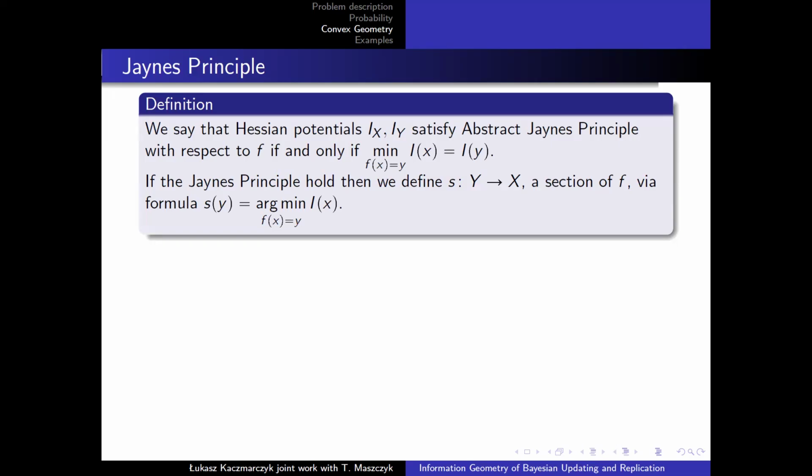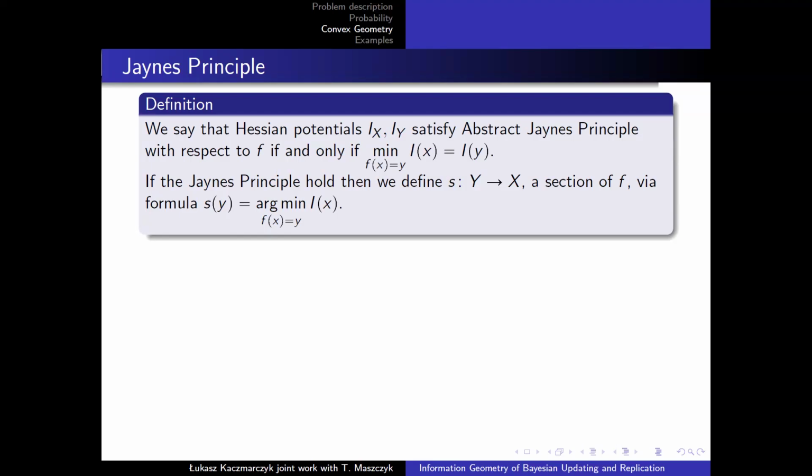So the potential in the codomain of F should be exactly, its values should be exactly the minimums of the potential on the domain when this minimum is calculated on fibers of our morphism F. What James' principle truly adds to our structure is a section for this morphism F. It is noted like usual by S, and it's simply defined as the argument minimizing the information potential Ix.